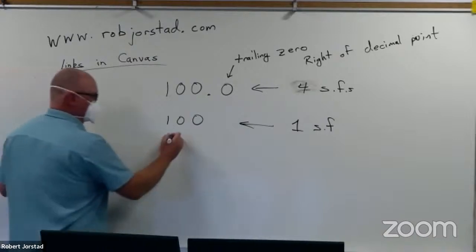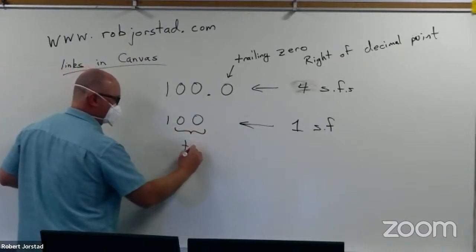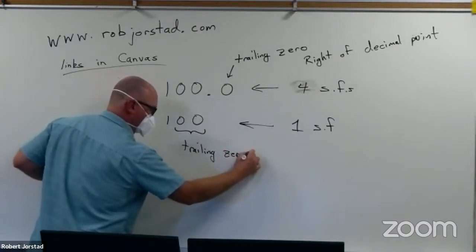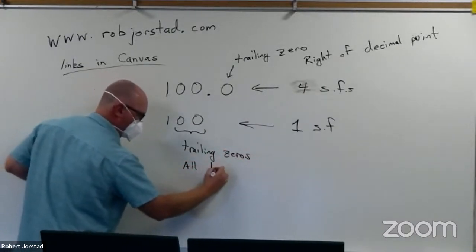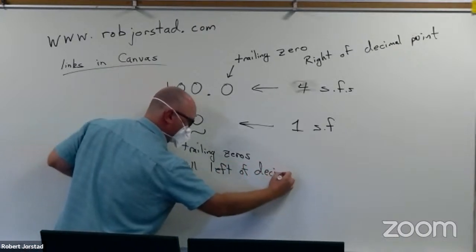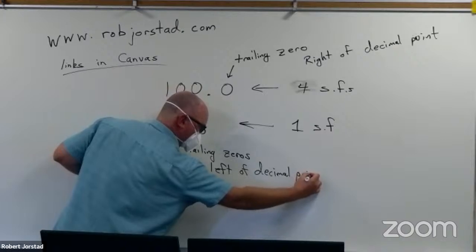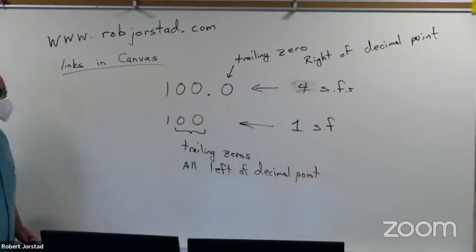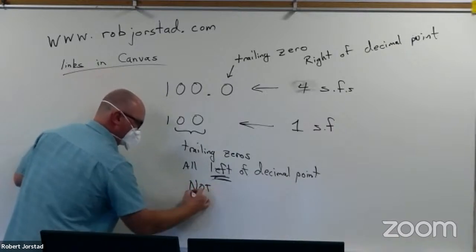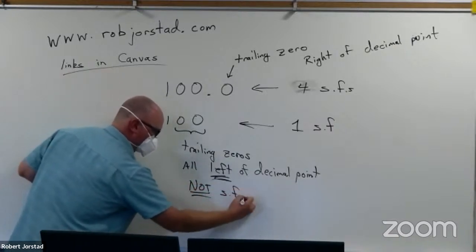Now here, these are trailing zeros, but notice they are all left of the decimal point. If the trailing zeros are to the left of the decimal point, they are not significant figures.